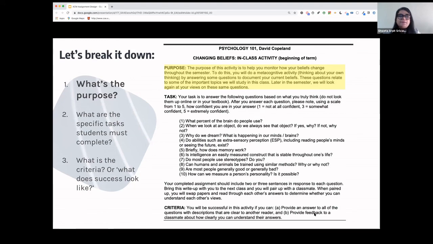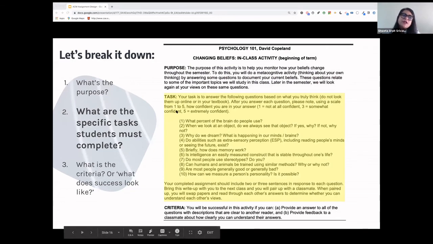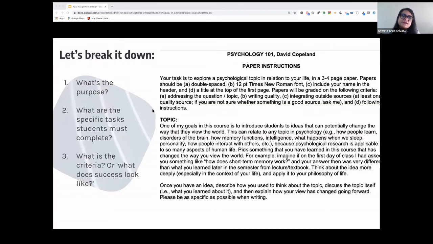So we'll also examine how to specify tasks. But before that, I want to go to the previous slide, Lisa, please. The one that described the original assignment. If you look at this slide, when the instructor says your task is to explore a psychological topic in relation to your life, that's basically the only part which is setting up the context for the students. The rest of it is about filling 3 to 4 pages, double spacing, Times New Roman, including the name, then addressing the question, and writing quality, which is kind of vague. We don't know if every comma and period will be assessed, or the tone, the voice, or what is going to be assessed. Integrating outside sources, at least one quality source. What do we mean by a quality source? We don't know.